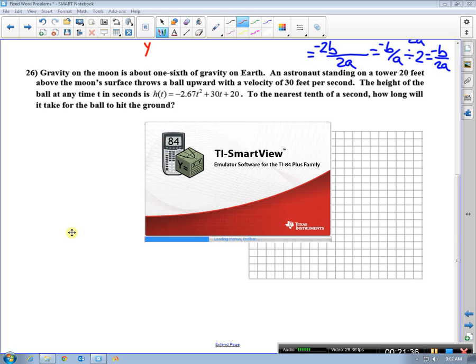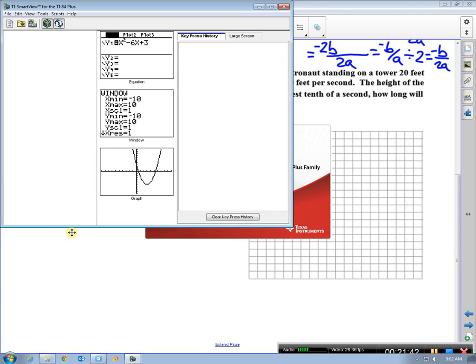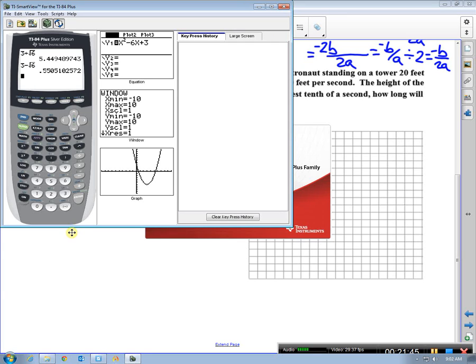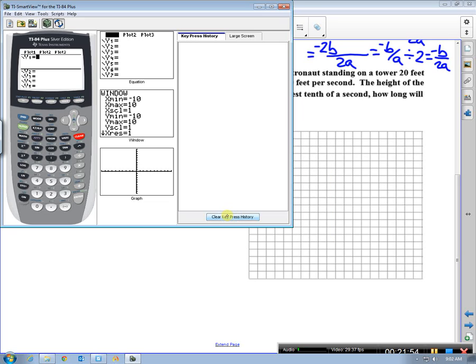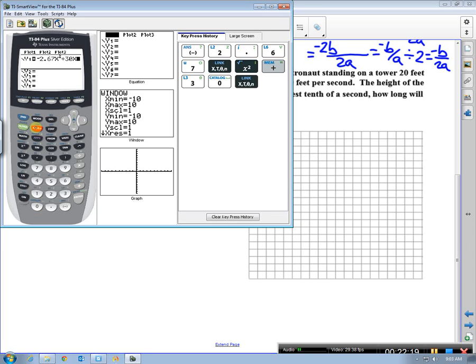So we're going to type in y equals negative 2.67. We're going to replace the t, the time, with x. Let's go to our y equals. Clear what you have. Okay. So negative 2.67 x squared, plus 30t, we're using x, plus 20.